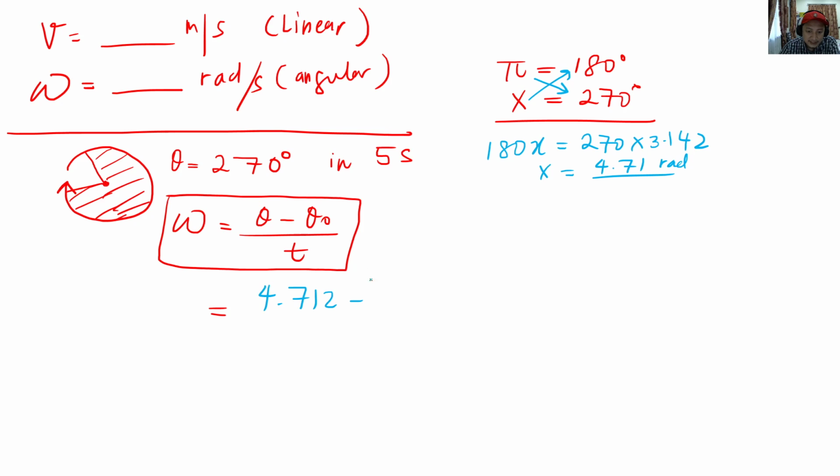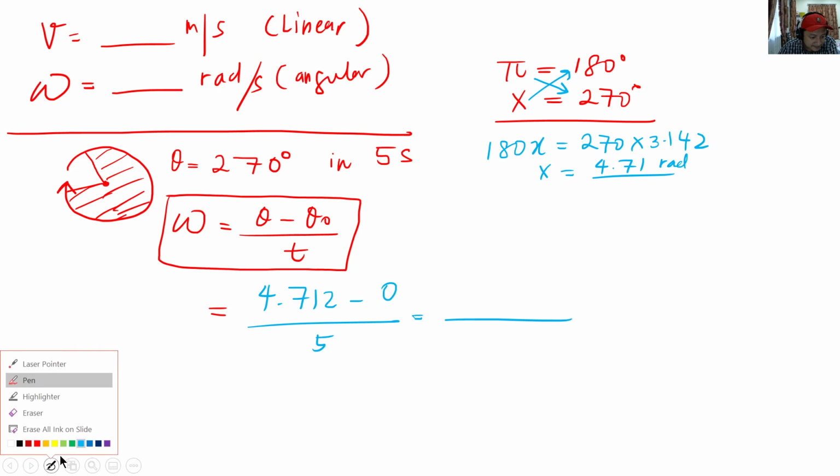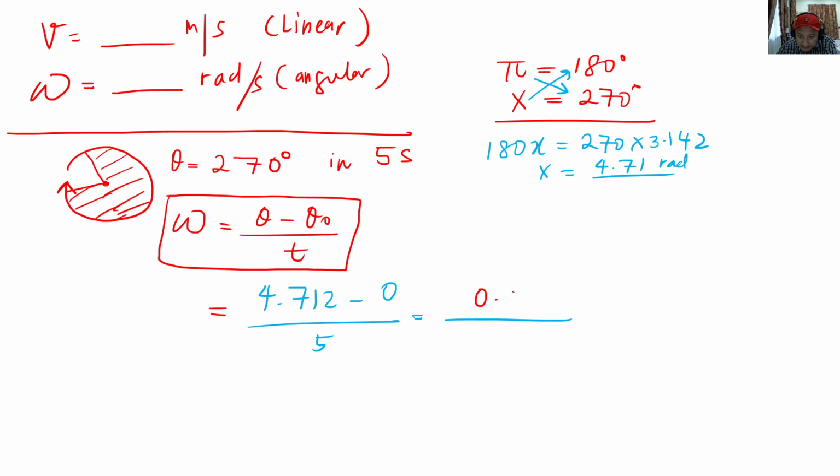Minus original 0 over time. Time is 5 seconds. So what do you get? Divide by 5. You're gonna get 0.942 radian per second. Omega. So this is omega. Okay.